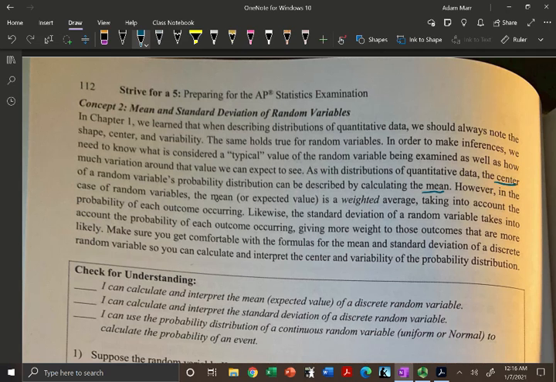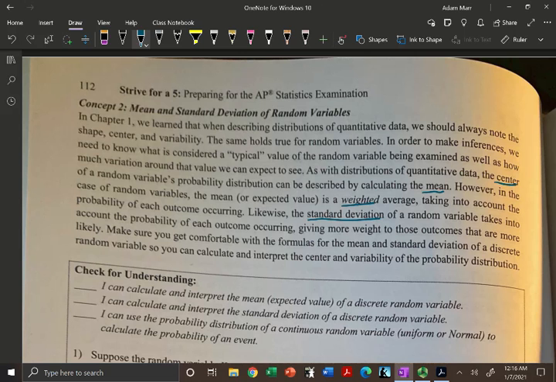However, in the case of random variables, the mean or expected value is a weighted average, taking into account the probability of each outcome occurring. Likewise, the standard deviation of a random variable takes into account the probability of each outcome occurring, giving more weight to those outcomes that are more likely. Make sure you get comfortable with the formulas for the mean and standard deviation of discrete random variables so you can calculate and interpret the center and variability of the probability distribution.